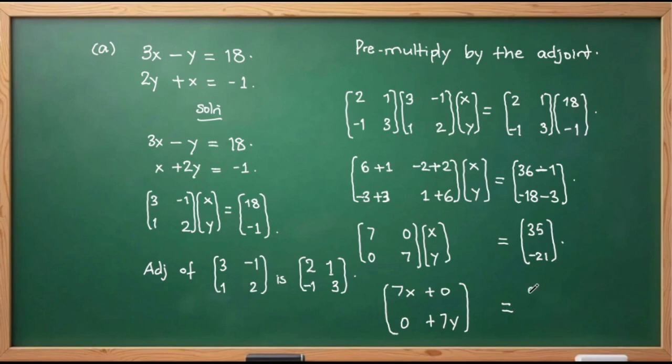Equals 35 and negative 21 as the constant matrix from the right hand side. Because this 0 we will just ignore it, the rest remains the same. Now let's move to the next board and simplify. We had 7x and 7y, which is equivalent to 35 and negative 21.